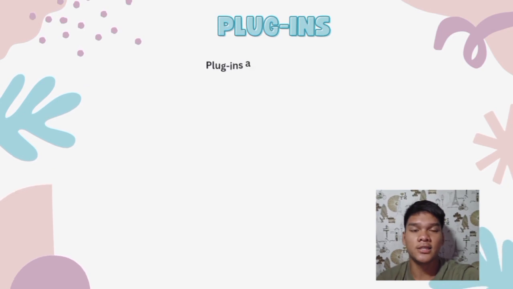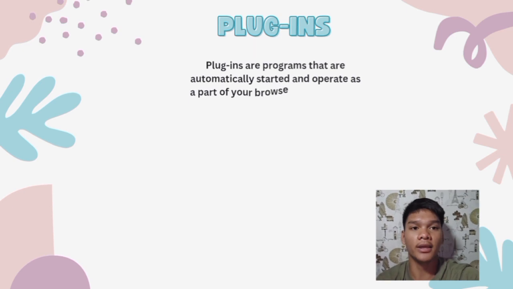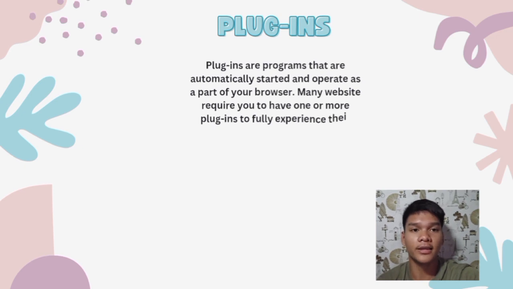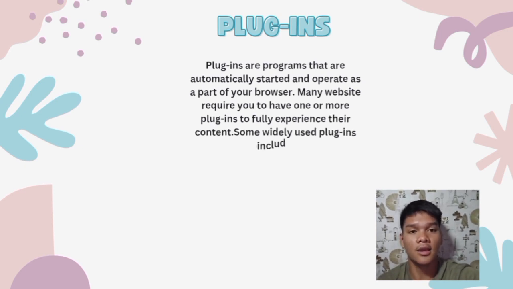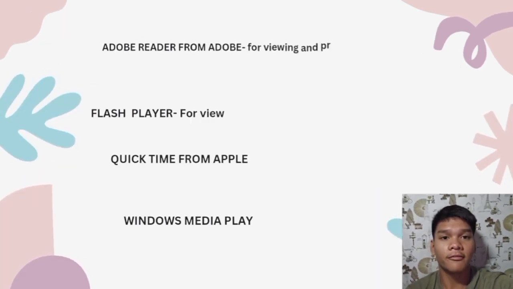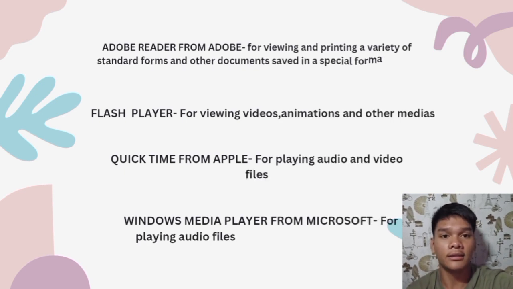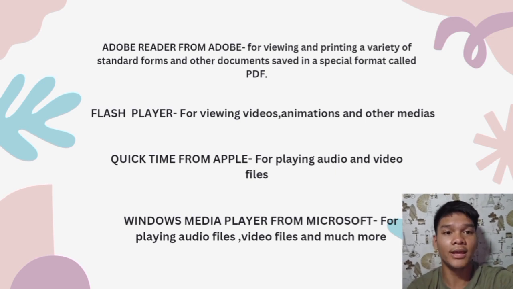So lastly is plugins. Plugins are programs that are automatically started and operate as a part of your browser. Many websites require you to have one or more plugins to fully experience their content. Some widely used plugins are Acrobat Reader from Adobe, Flash Player from Adobe, QuickTime from Apple, and the Windows Media Player from Microsoft. Acrobat Reader from Adobe is for viewing and printing a variety of standard forms and other documents saved in a special format called PDF.